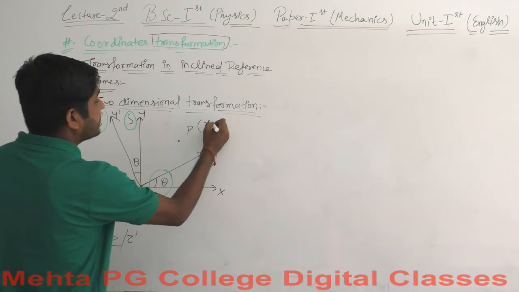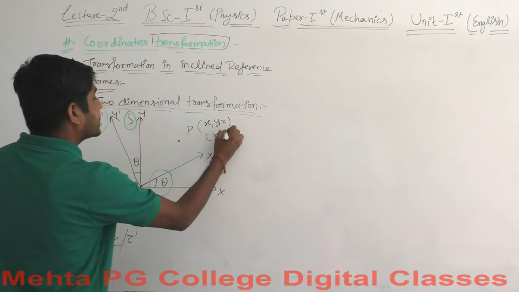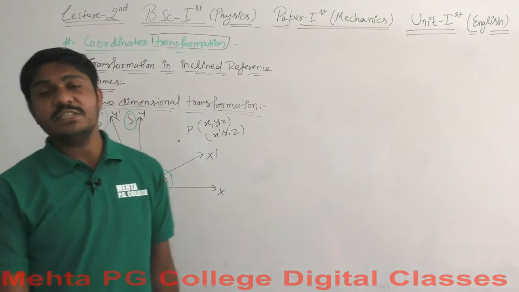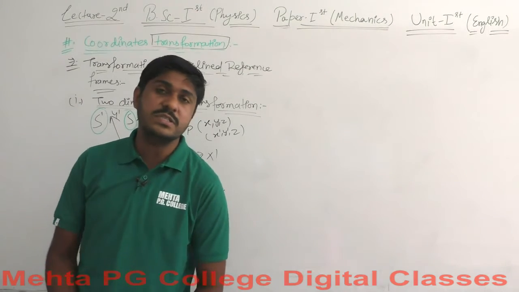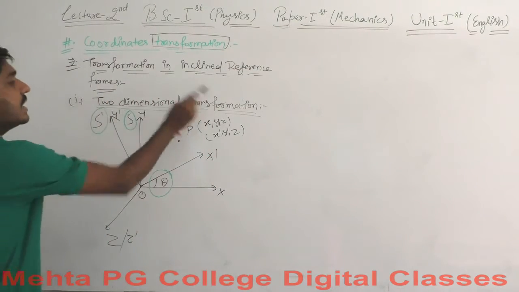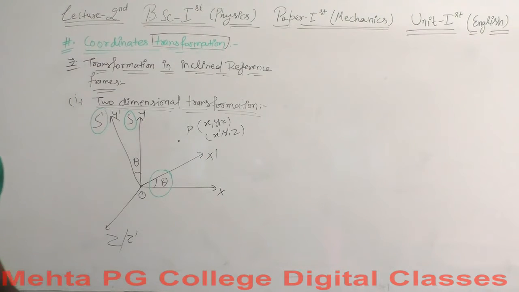So we have the axes x, y and z first, and for the second frame we say x dash, y dash, but the z is the same, or you can say it is z dash. That doesn't matter at all, because we are going through a two-dimensional transformation. Okay. So let's say we are drawing the position vectors.